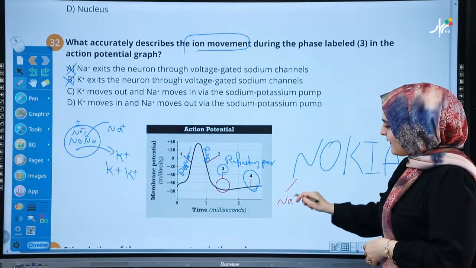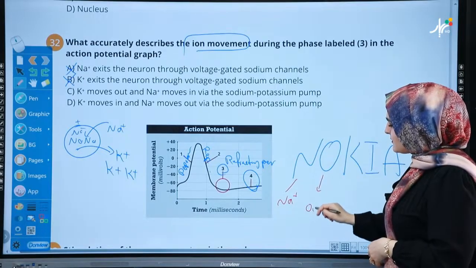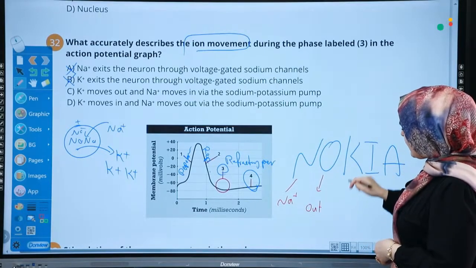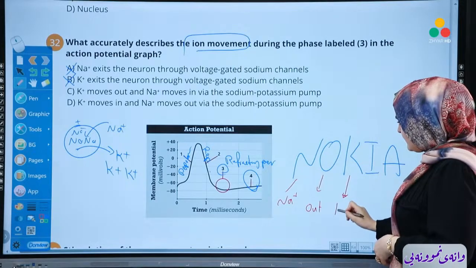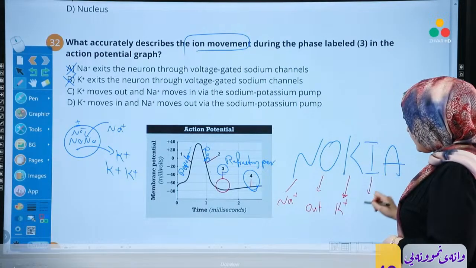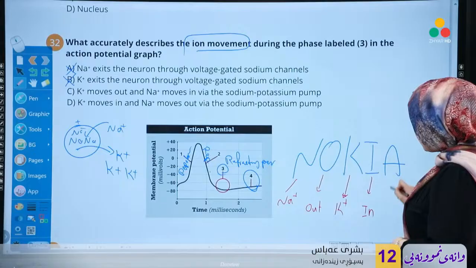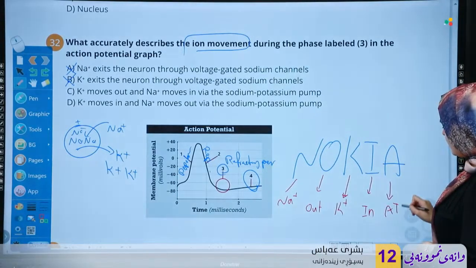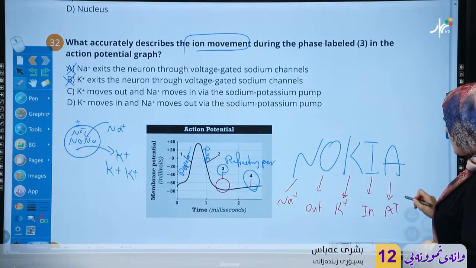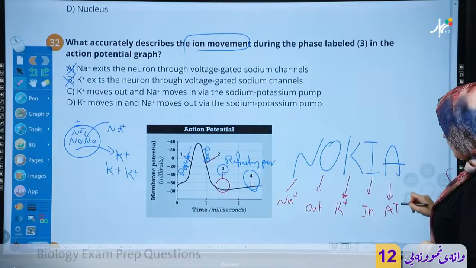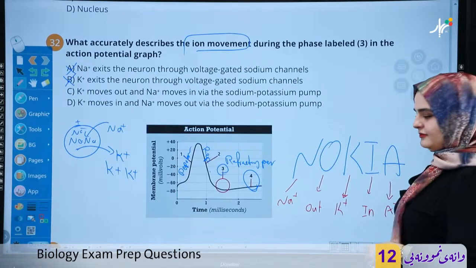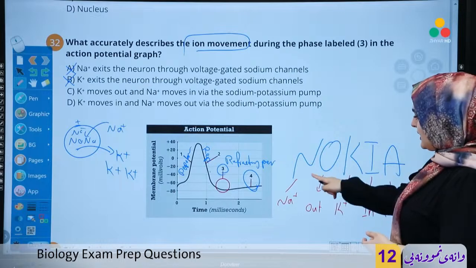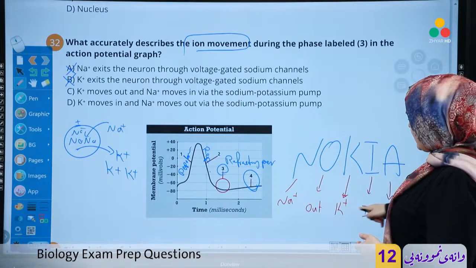Na out. Think of it like that. K is for potassium. Nokia, potassium in. And it's using ATP. Once you memorize this, it's a piece of cake. I don't know why this is bothering me. That's how you know. So Na out, K in.